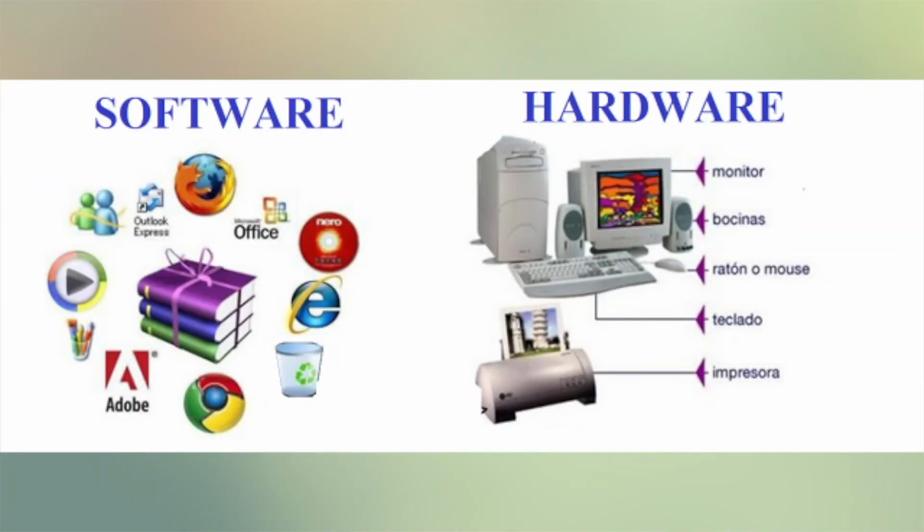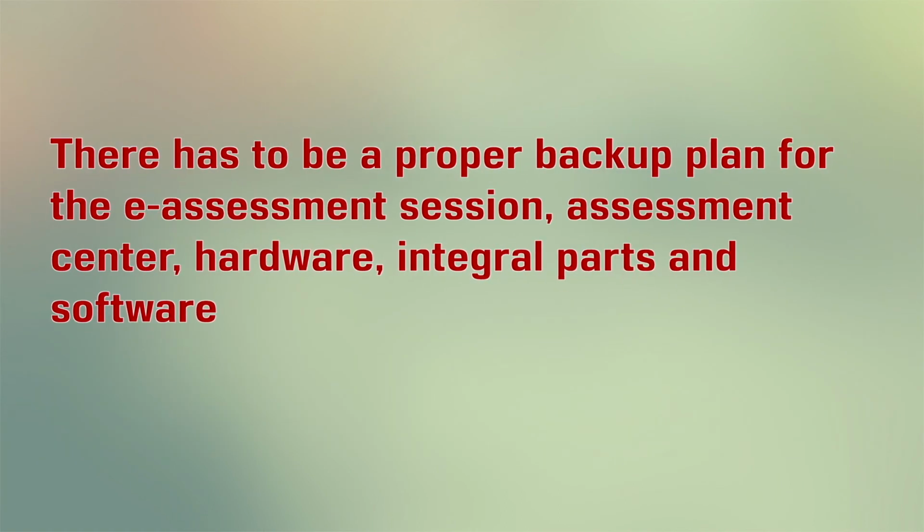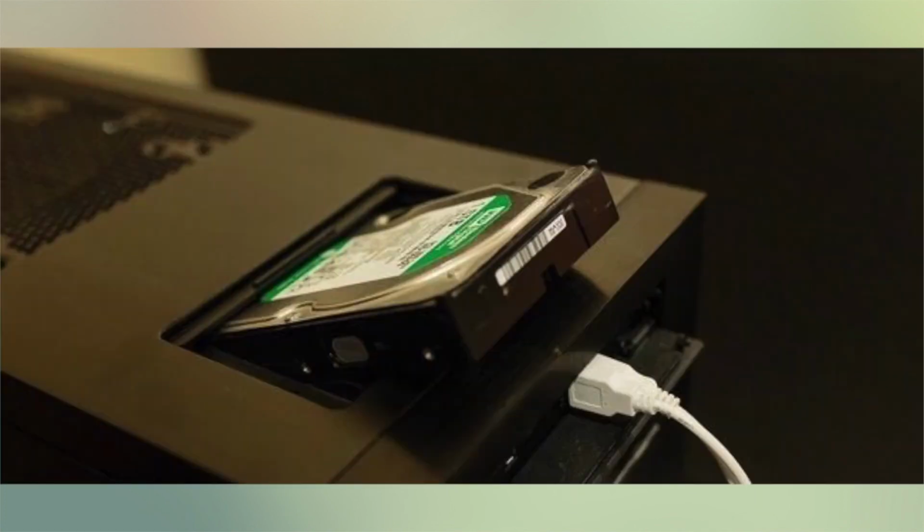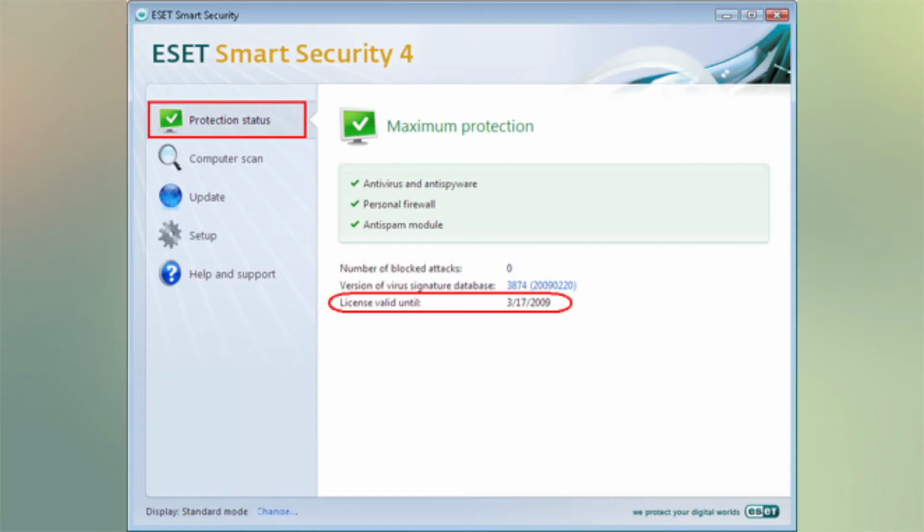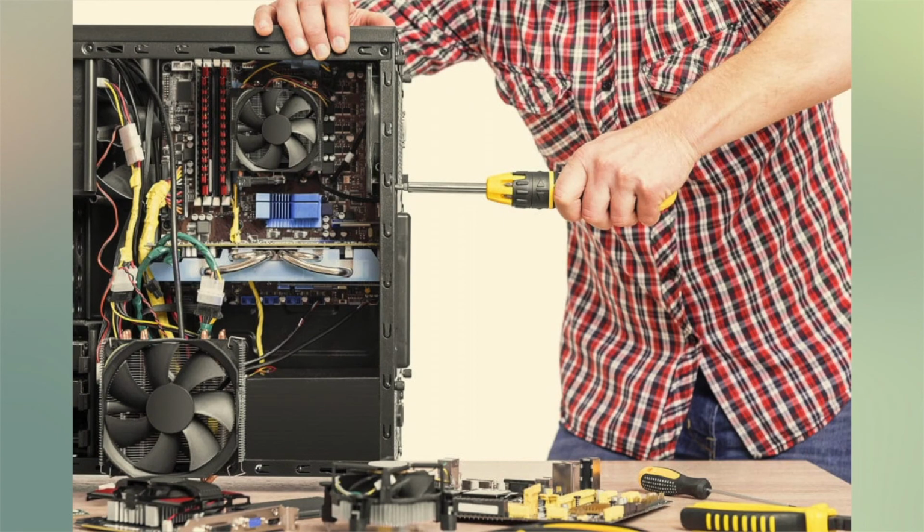The center should have the required hardware, software and other integral parts as per the requirements to run the E-Assessment process. There has to be a proper backup plan for the E-Assessment session, namely assessment center, hardware, integral parts and software. The center has to ensure the working condition of the hardware and other accessories, the license and date of validity of the software, virus protection, and integral spare parts to replace in case of emergency.